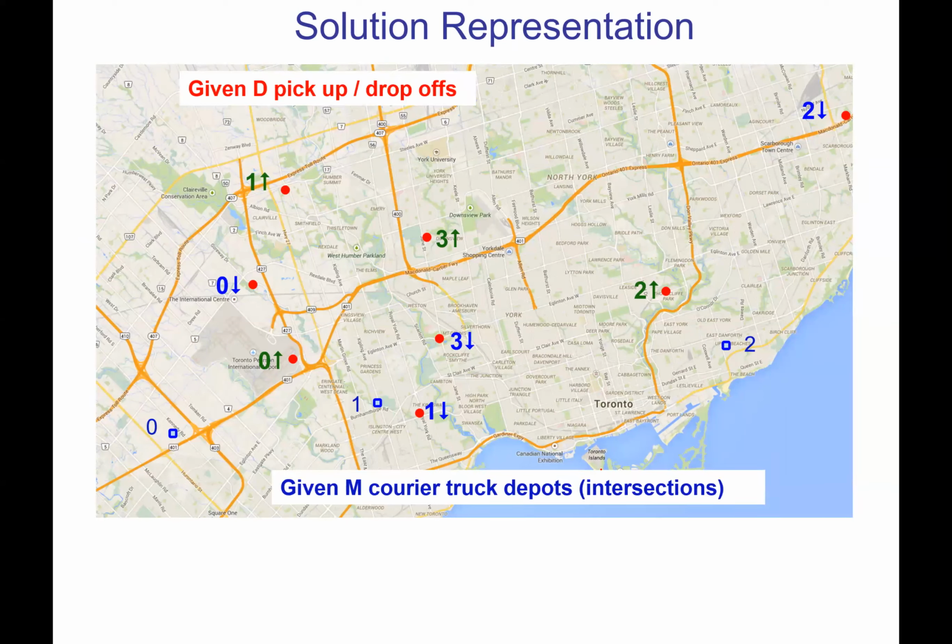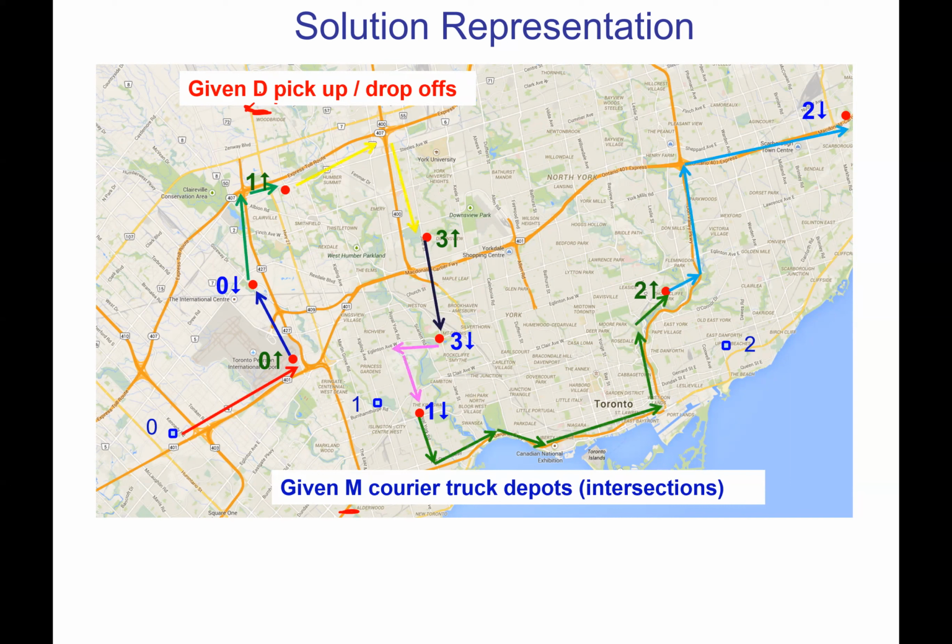Okay, so we've got M places we can pick our truck up at, so M depots, and we've got D deliveries to make. So D pickups, D drop-offs. And let me just cycle through this. So this is a particular solution.